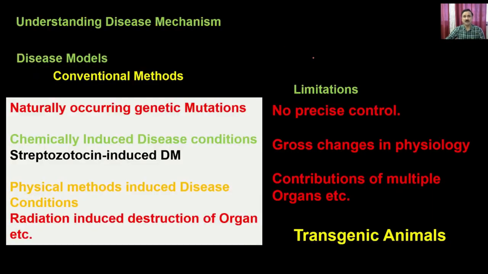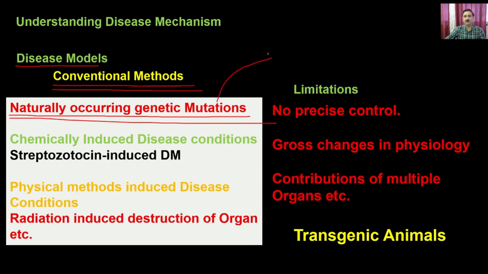So in the traditional way, when people did not have transgenic animals, the conventional method of developing a disease model was to look for naturally occurring genetic mutations. For example, you look for some hemophilia-like mutations. So hemophilia-like mutations are going to help you in terms of understanding the disease.